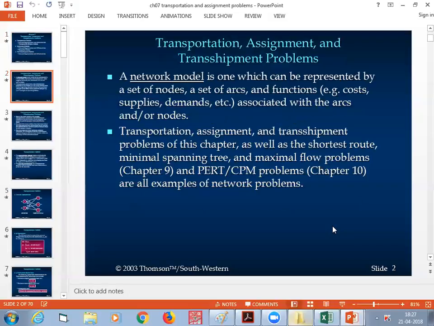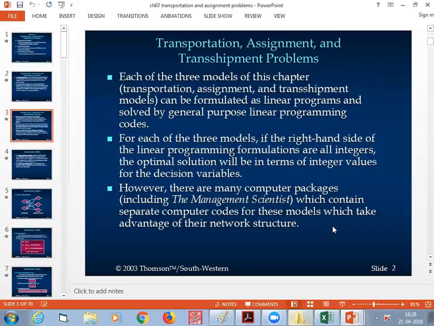A network model is one represented by a set of nodes, arcs, and functions, cost, supplies, demand, and so on, associated with the arcs and nodes. All of these that we're going to study are examples of network problems: transportation problem, assignment problem, transshipment problem, as well as shortest route, minimum spanning tree, and maximum flow problems, as well as PERT CPM, project management. The whole of project management is actually contained in this chapter, by chance. But we're not going that deep into it. It can be studied as a network.